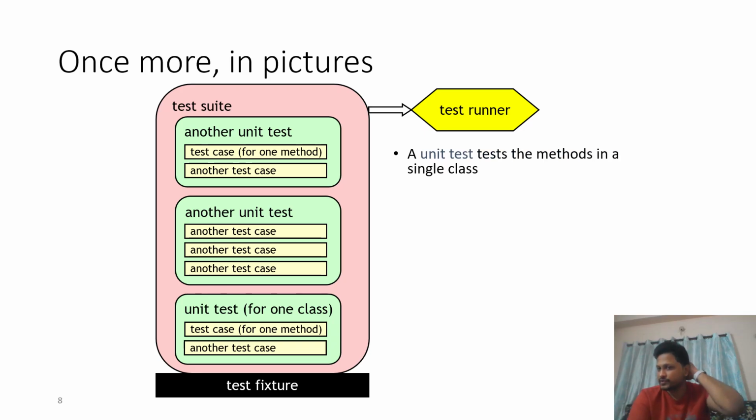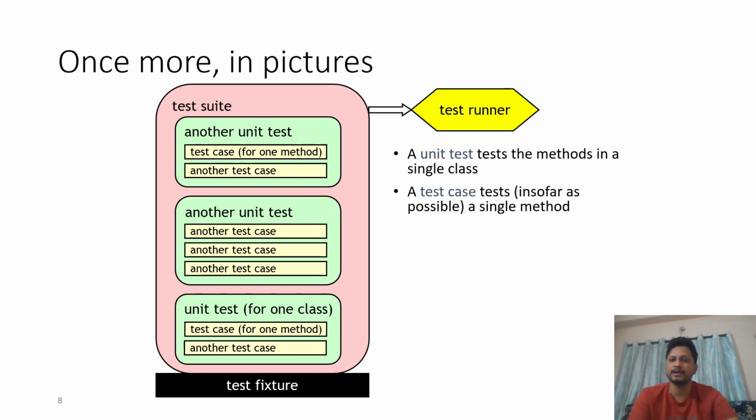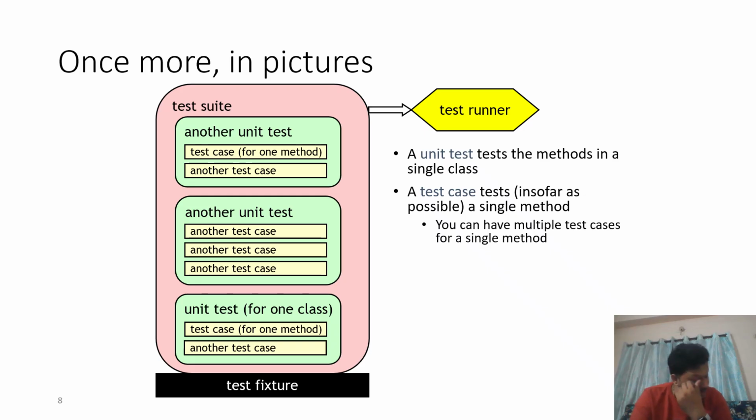A unit test is a method in a single class. We already discussed that a test case is a single method, and we can have multiple test cases for a single method. How do you identify a test case? Whatever assert equals, or whatever you are validating those values with, is nothing but a test case. In that particular single method, we can have multiple test cases.